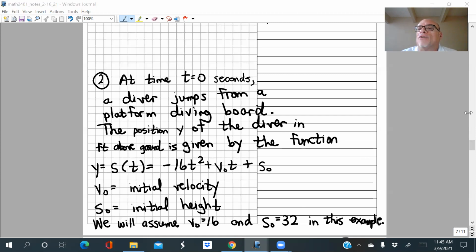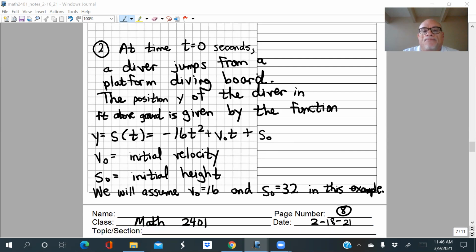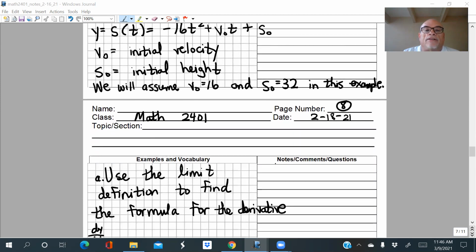Okay. All right. So obviously we want to answer questions here about how fast the diver was going at a particular instant, right? What the diver's velocity is. We know at the beginning it was 16 feet per second, but that's going to change. And then questions about when does the diver hit the water and other things like that, right? Sort of any question we could think to ask about the diver that we can derive from this height function.